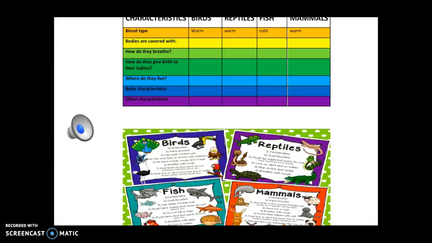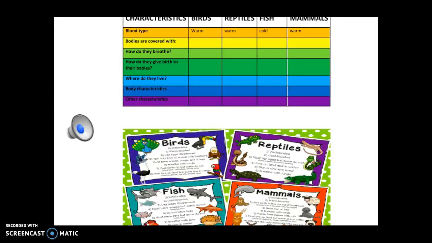Here you can see I already wrote down an example, like what would be the blood type. So birds are warm-blooded and reptiles are warm-blooded, and so are mammals, but fish are cold-blooded. And then, what are their bodies covered with? And how do they breathe? And how do they give birth to their babies? And where do they live?